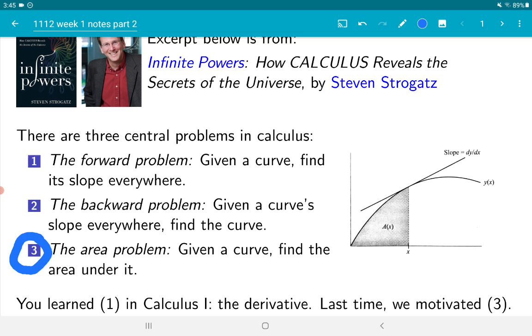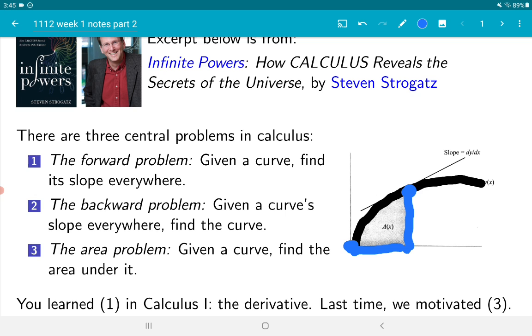The area problem says, given a curve, like the function we have graphed over here, and two particular points on the curve, let's say like this one and this one, could we discover the area under the curve between those two endpoints? And that's what this shaded gray region in there is. Now that seems like at least a more natural question, at least it's something visual that I can draw.